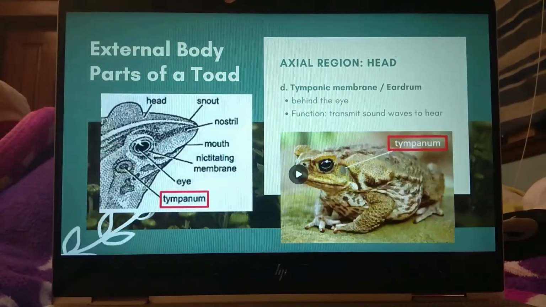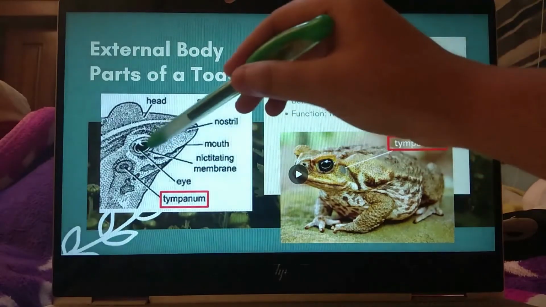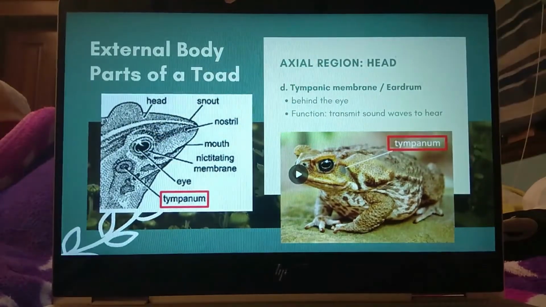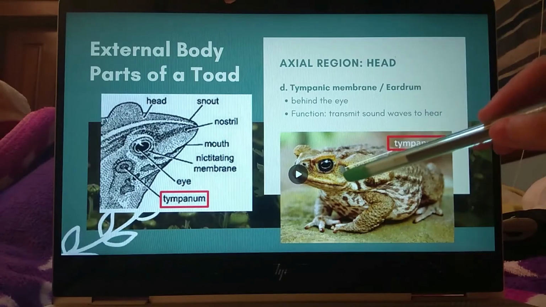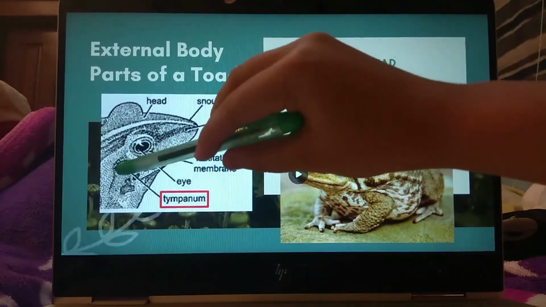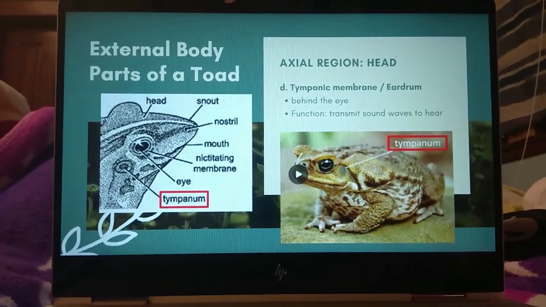Next, we have the tympanic membrane or the eardrum, which is a circular area behind each of the eyes, and it functions by transmitting sound waves to the middle ear and inner ear, which allows them to hear sound both in air and underwater. So this is the tympanum or the tympanic membrane.